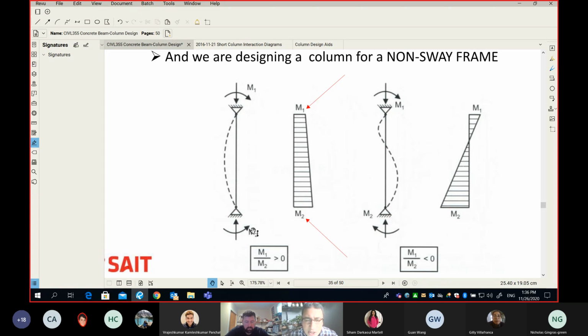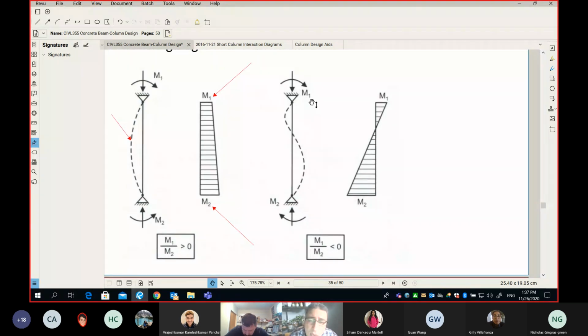Not very hard to understand. Take your pen and try to bend it from each end, in the same direction as the moments, and it will take the dashed curve on my screen. That's why we call this a single curvature. In this case, your M1 divided by M2 has to be positive. It can be positive 0.6, positive 0.8, positive 0.9, and so on.